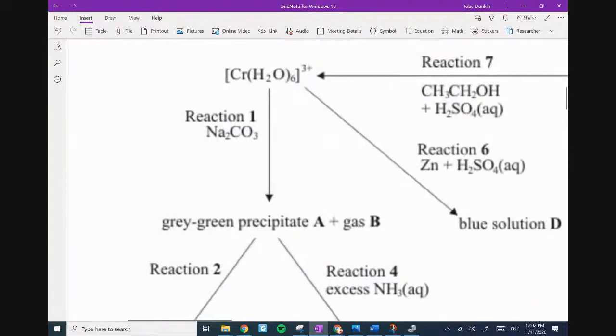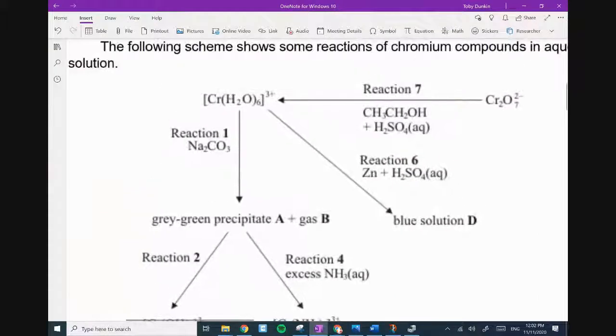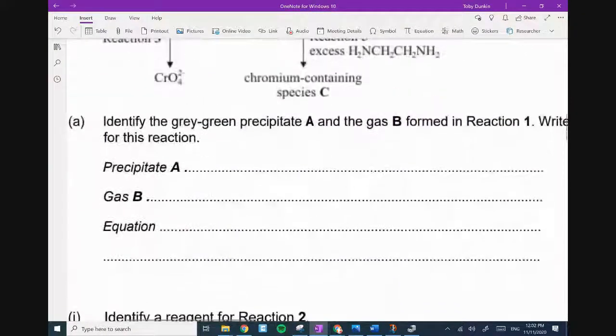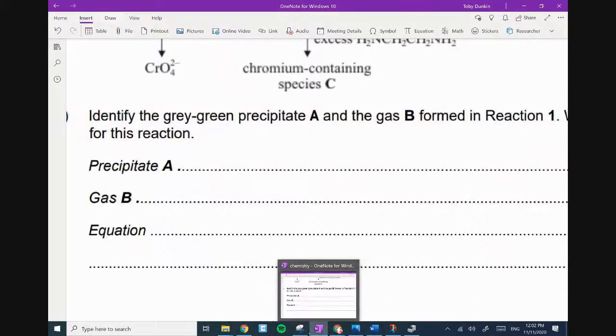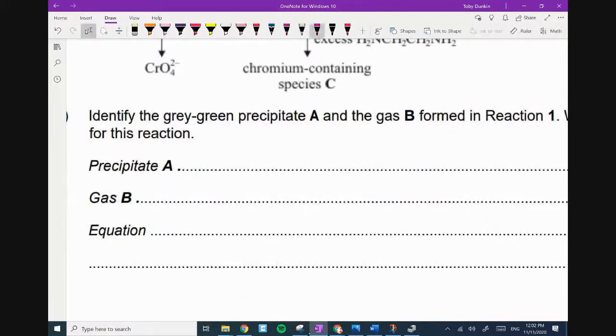So the first question says, identify the gray-green precipitate A. They've taken the hexaaqua chromium 3 complex and reacted it with sodium carbonate. Now we know straight off the bat that it's a +3 ion, and I do love transition metals. Once you get the rules, you've got the rules. So the precipitate is going to be because 3 pluses don't form the carbonate. They're too acidic for that.